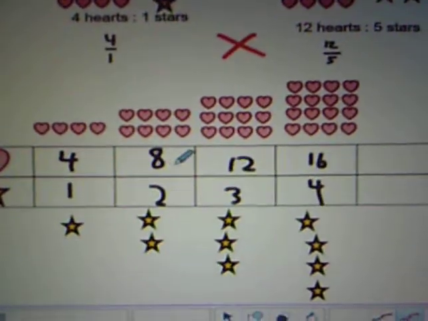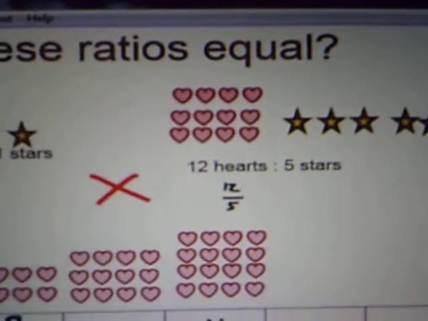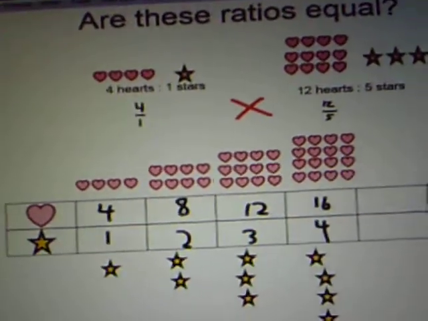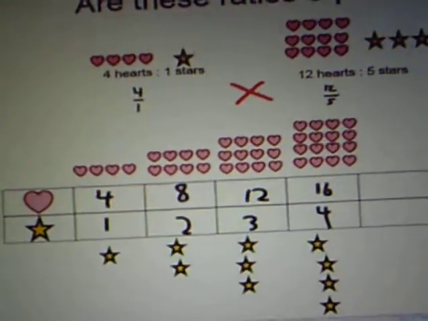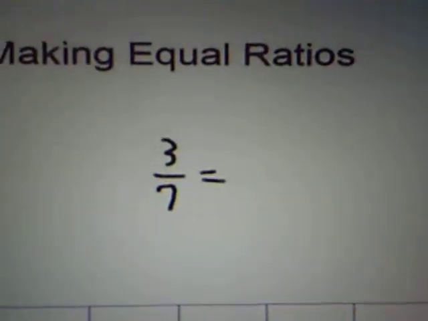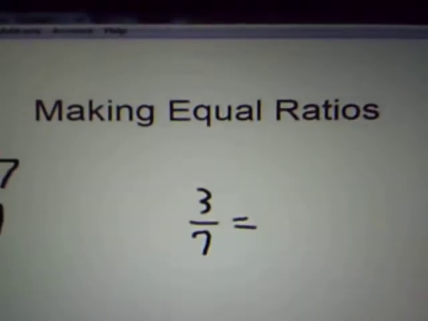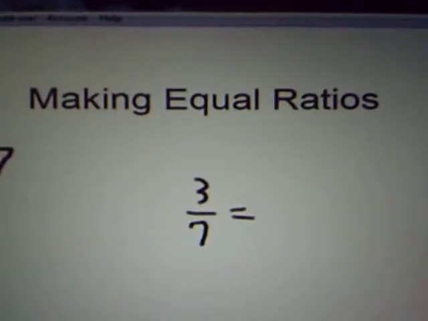4 to 1 would be equal to 12 to 3, not 12 to 5. Okay? Let's look at one more example, and I want to look at a different type of comparison. How do you make equal ratios?